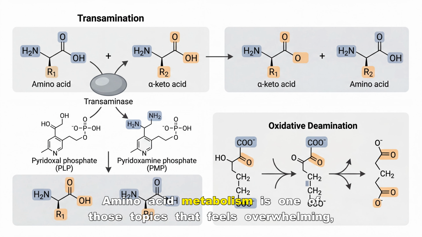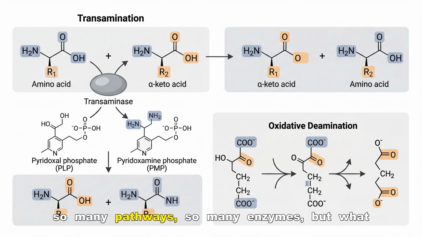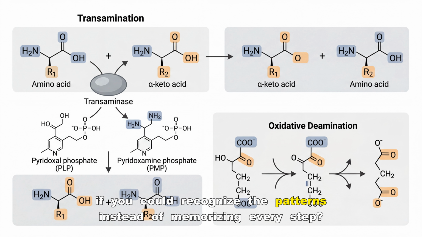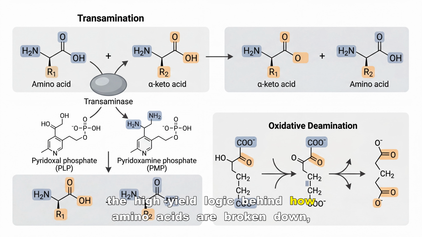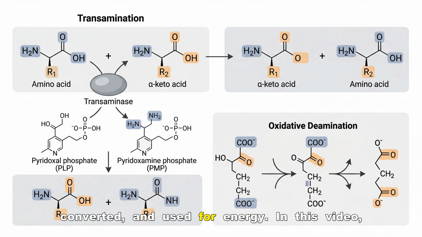Amino acid metabolism is one of those topics that feels overwhelming, so many pathways, so many enzymes, but what if you could recognize the patterns instead of memorizing every step? For the MCAT, you don't need every detail. You need the high-yield logic behind how amino acids are broken down, converted, and used for energy.